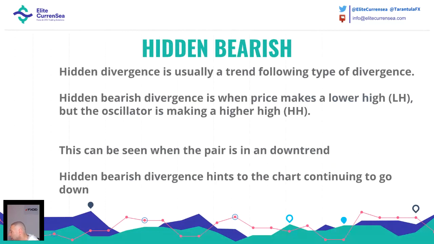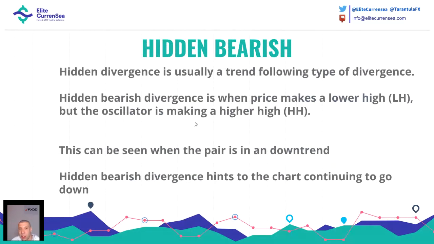Okay, so hidden divergence is actually a type of divergence that can be seen when price is following the trend. This is how it looks like. Okay, you have some sort of running triangle at the tops, both on the price and on the indicator.